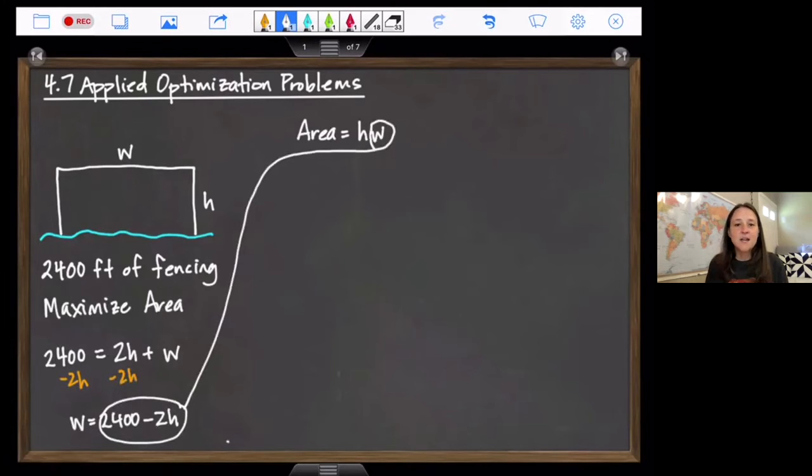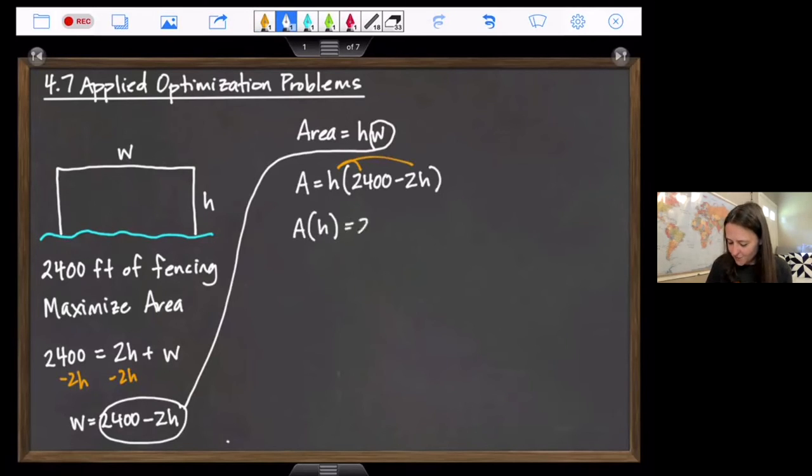And then we can use that to turn that area formula into a function of one variable. So I'm going to rewrite my area equation, abbreviate that as A, and I've got H times W, but now W is going to be 2400 minus 2H. And that's a pretty easy function to take the derivative of, especially if I simplify a little bit. So we're going to distribute that H through the parentheses. So A, I can even write this as A of H, like function notation, because I've got 2400 times H minus 2H squared. And that's a function of one variable.